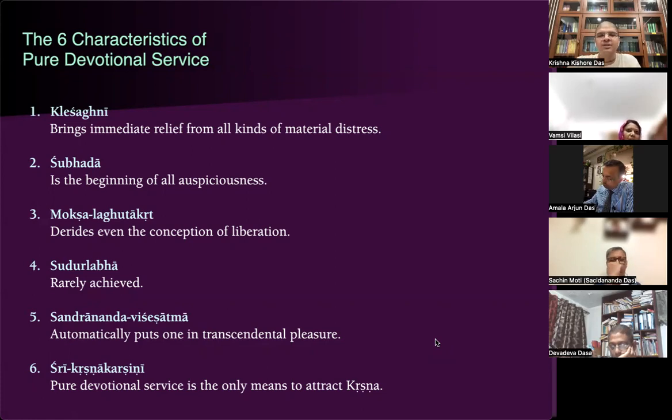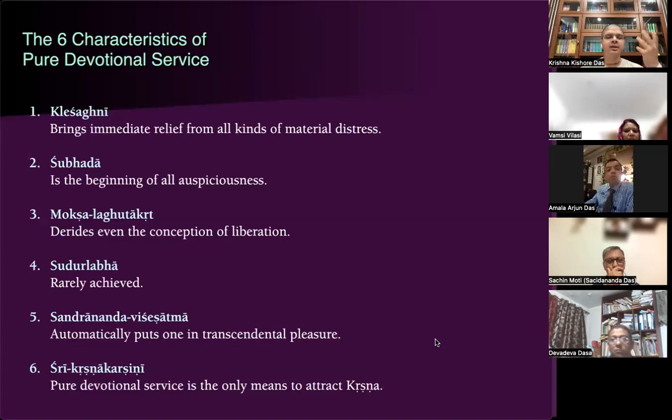This devotional service is very, very rare. Krishna gives liberation very easily, but he doesn't give devotional service very easily. We'll see the reason for it in the coming slides, but it's very, very rare. This is the fourth characteristic of pure devotional service. And fifth is Sandarananda Visheshatma.